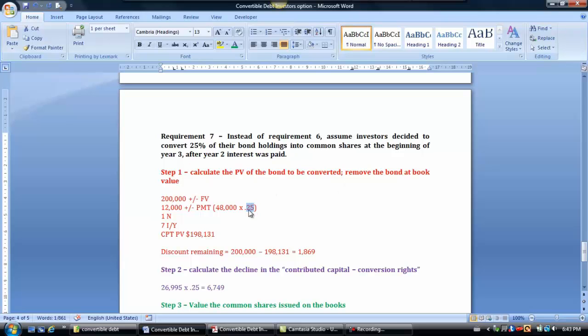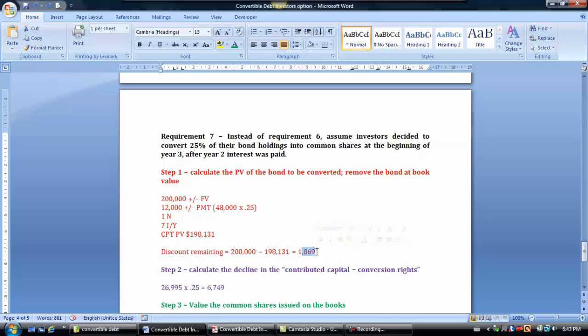Now don't forget, I have only one period left to go because I'm doing it at the beginning of year 3. It's only a 3-year bond, so instead of plugging in n equals 3, I plug in n equals 1 because that's the length of time we have to go to maturity. And again, I know my interest rate is 7% for the year, so when I press compute PV, I know that the present value of those $200,000 in bonds that are being retired is $198,131. So the remaining or unamortized discount is $1,869.